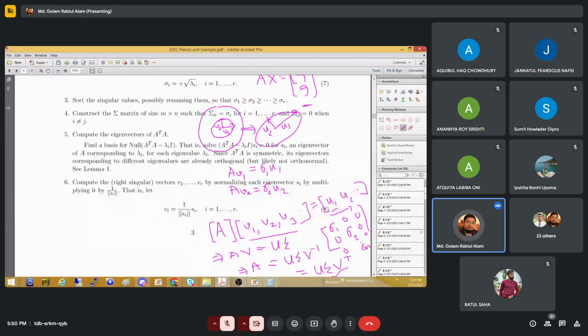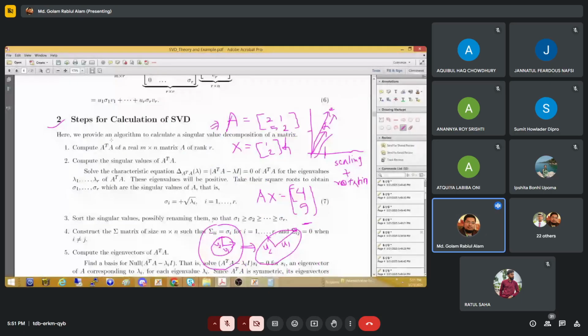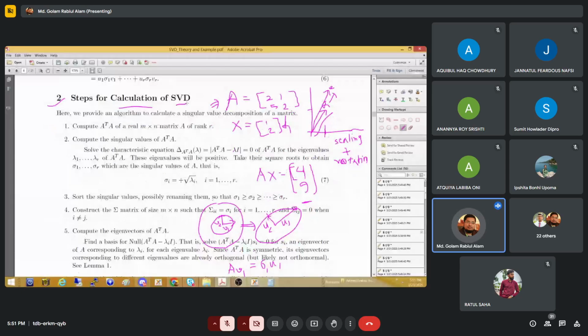But how can we find out the U? How can we find out the sigma? And how can we find out the V matrix? For that, the algorithm or steps are given here. So what do we have to do to find the SVD, that means to find these three matrices U, sigma, and V?